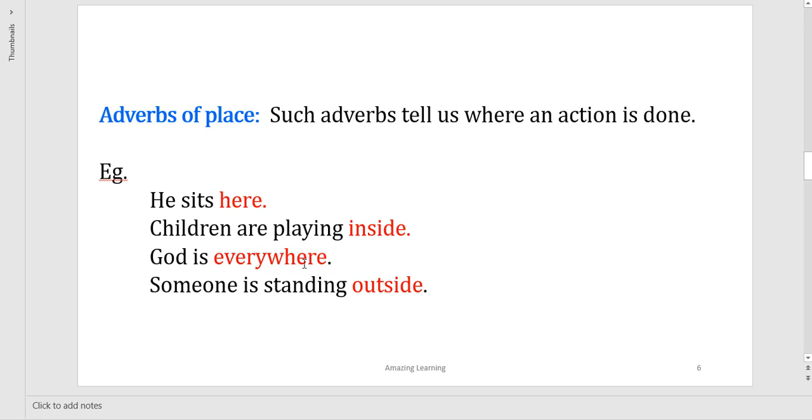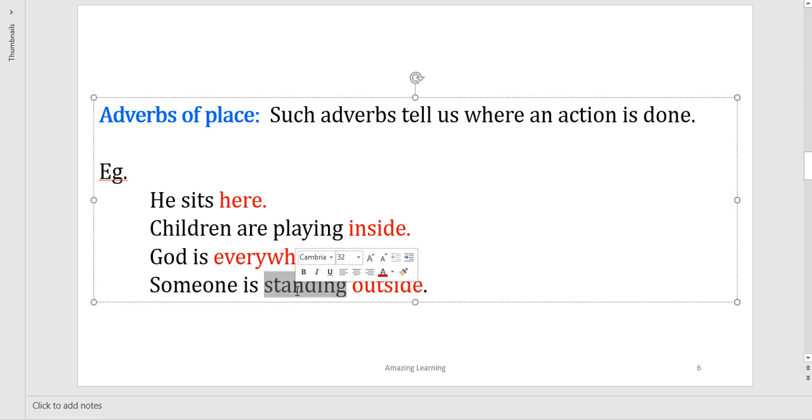God is everywhere. Who is everywhere? God is everywhere. The presence is represented by everywhere, right? Someone is standing outside. Standing is the verb and outside is the adverb, because where is he standing? Outside, right?